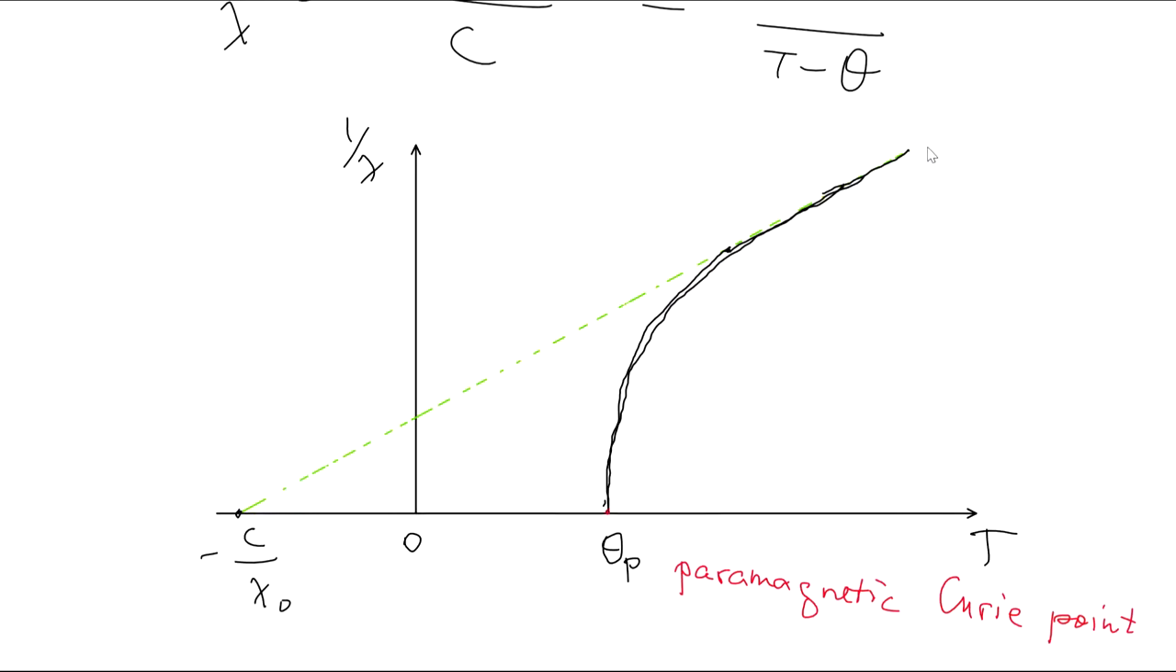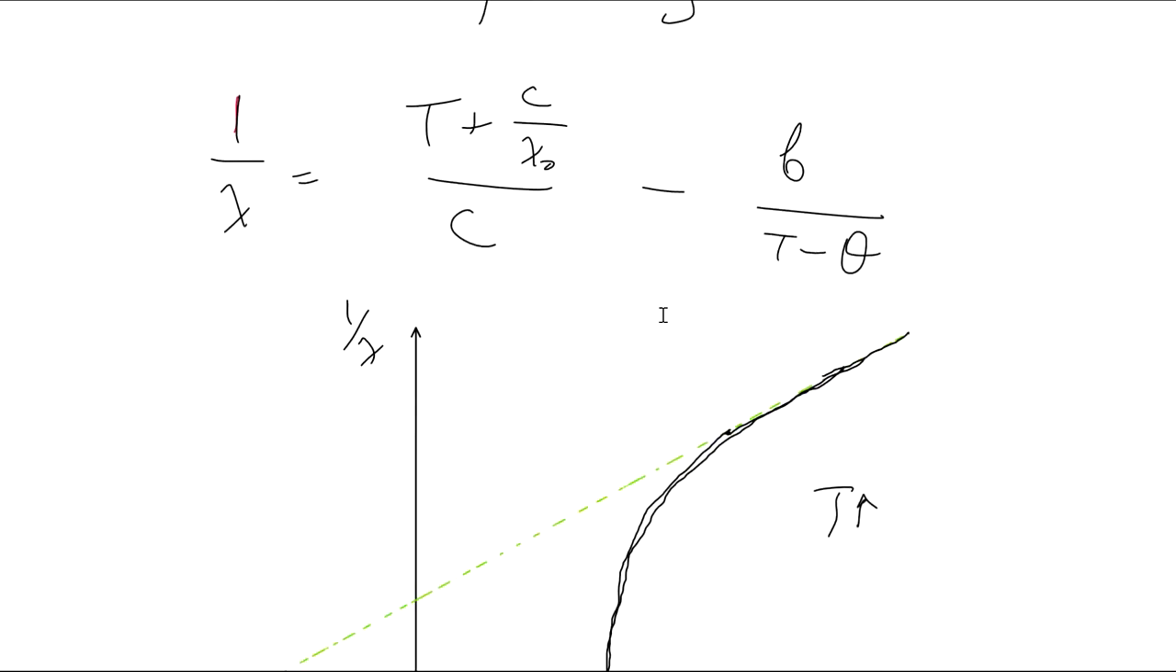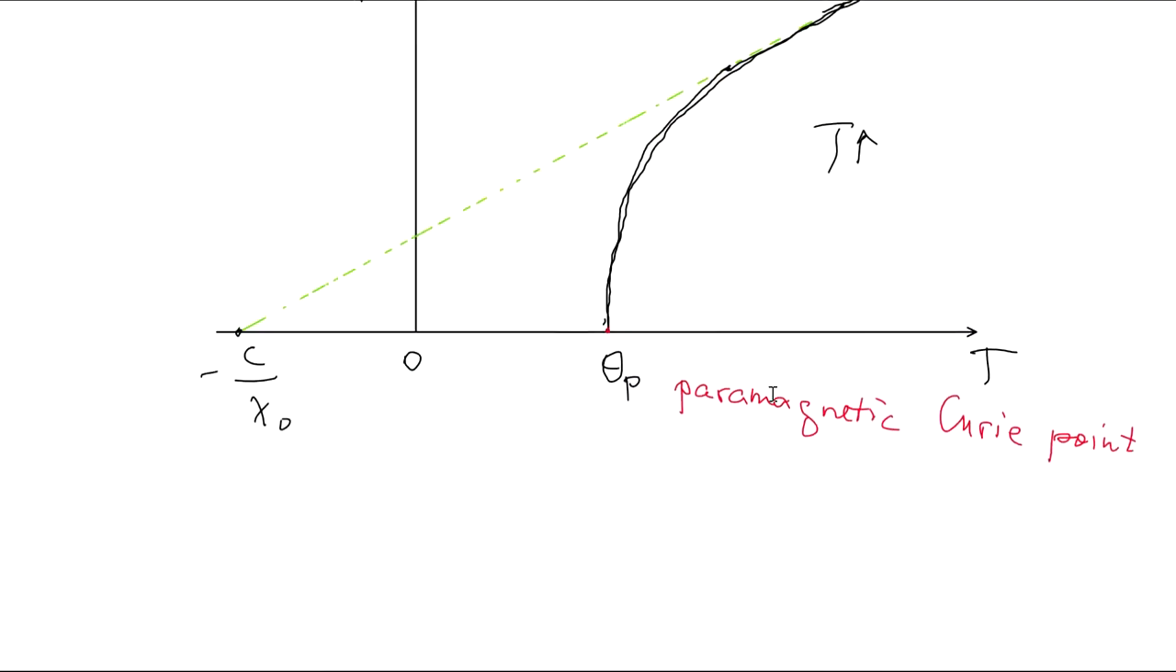So here you can see at high temperatures, as temperature goes up, the second term, this term, becomes negligibly small in comparison to these. And basically that is what governs. At high temperature, this is the main term. And that is why we have linear dependence of inverse susceptibility on temperature. And this term is negligibly small. So at high temperature, if we invert it, then susceptibility would follow the Curie-Weiss law. So that would be T plus C over chi naught.